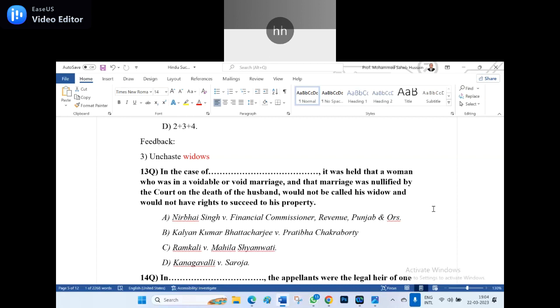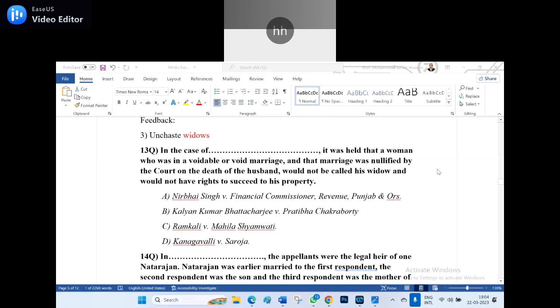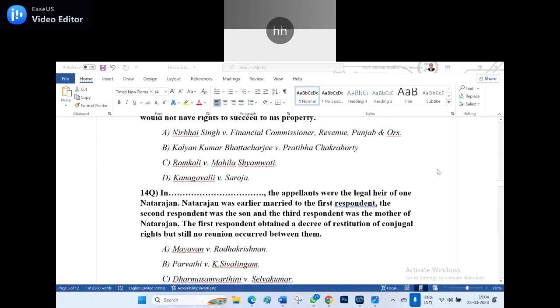Those who attended my earlier classes can easily answer. Second option, Kalyan Kumar Bhattacharya Ji versus Pratibha Chaudhary Chakrabarti. Wrong. D, sir. Wrong. Then the right answer is Ramkali versus Mahila Shyamvati. That is the right answer.